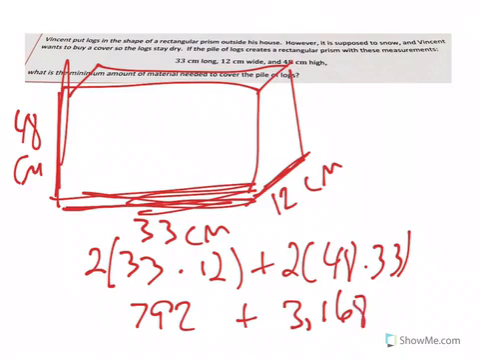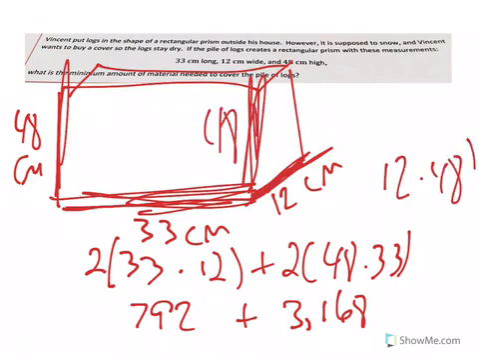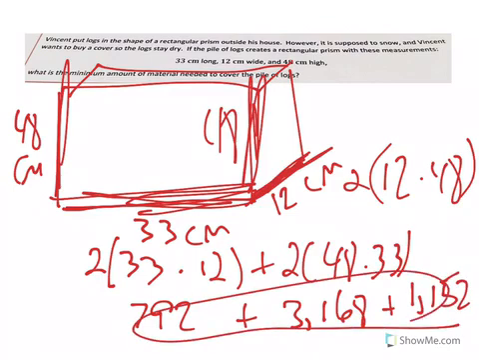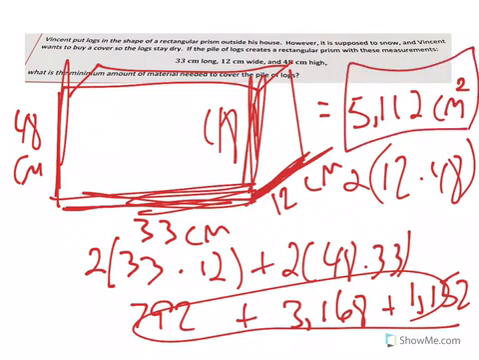3,168 centimeters. And then I'm going to have 12 times 48, also doubling that because we have the right side and the left side. And that's going to give us 1,152. I have to add all of those together, and what we're going to end up with is 5,112 centimeters squared, because it is surface area.